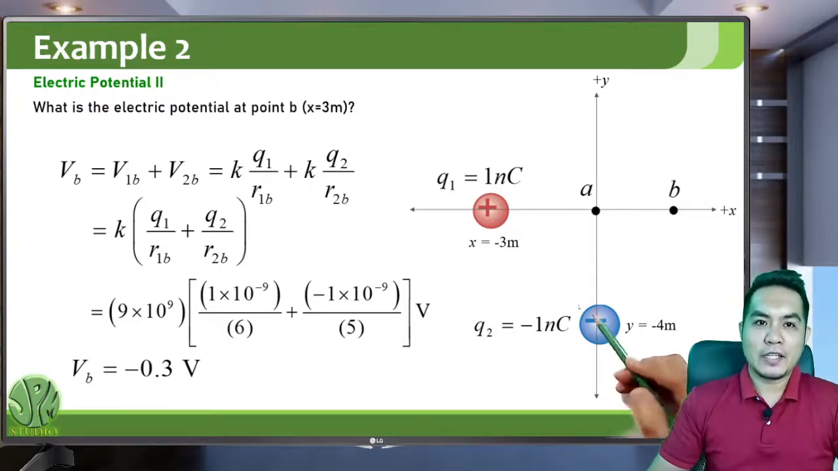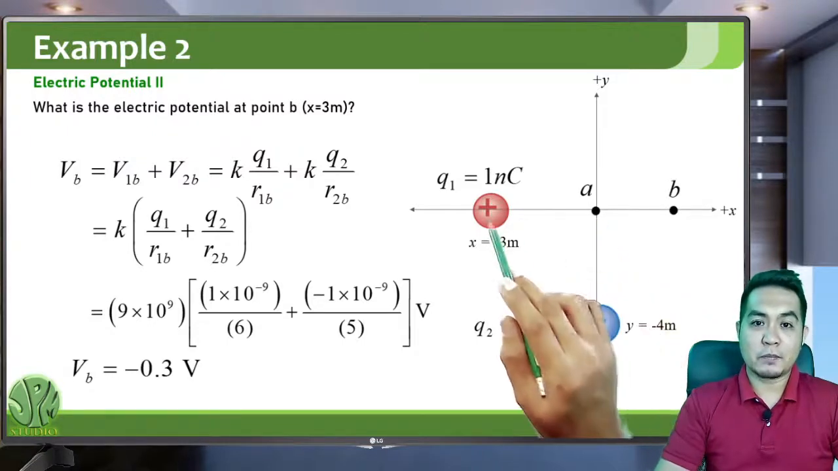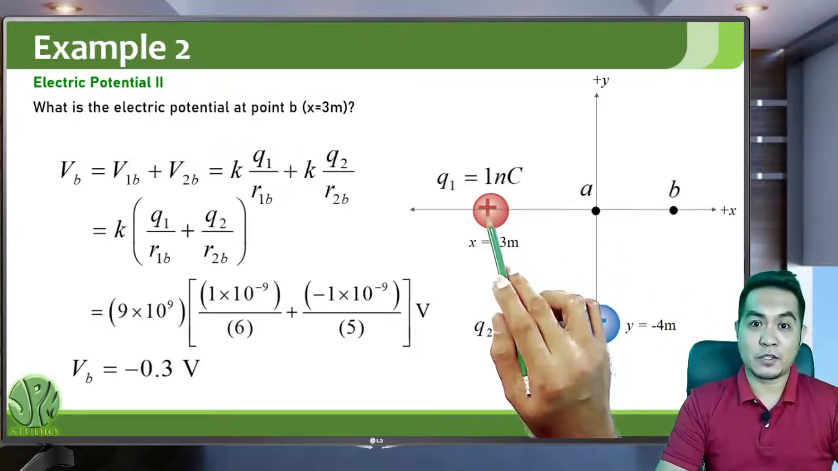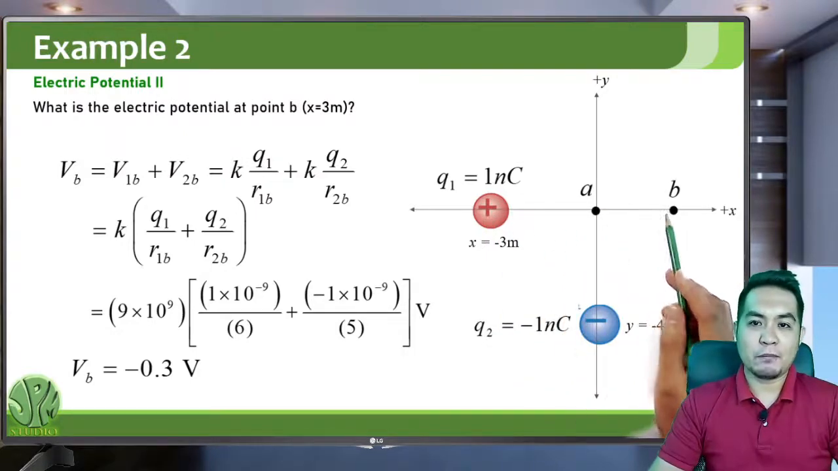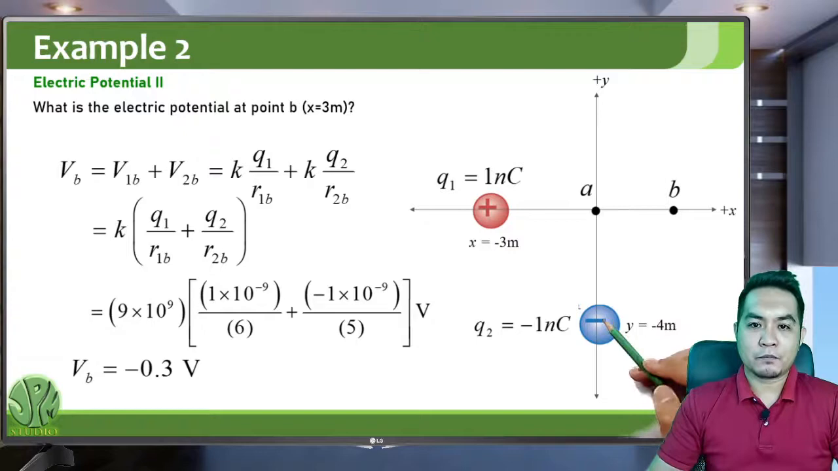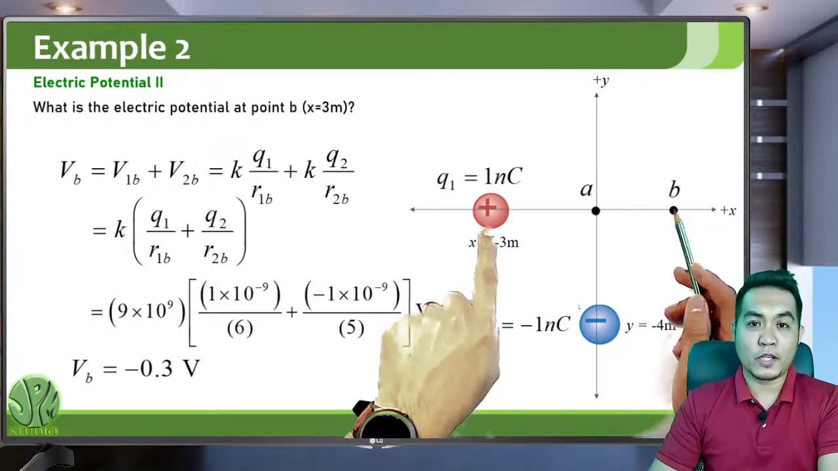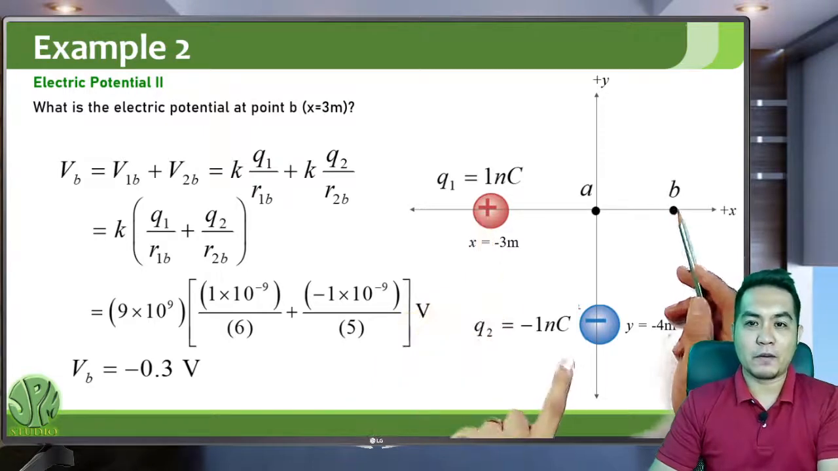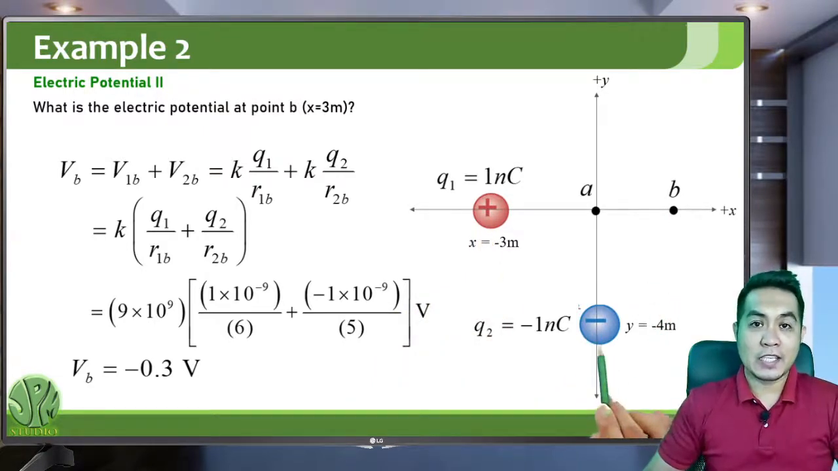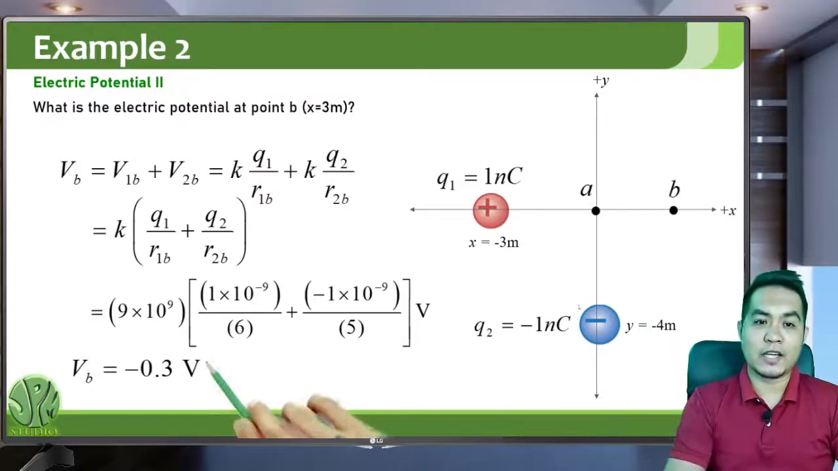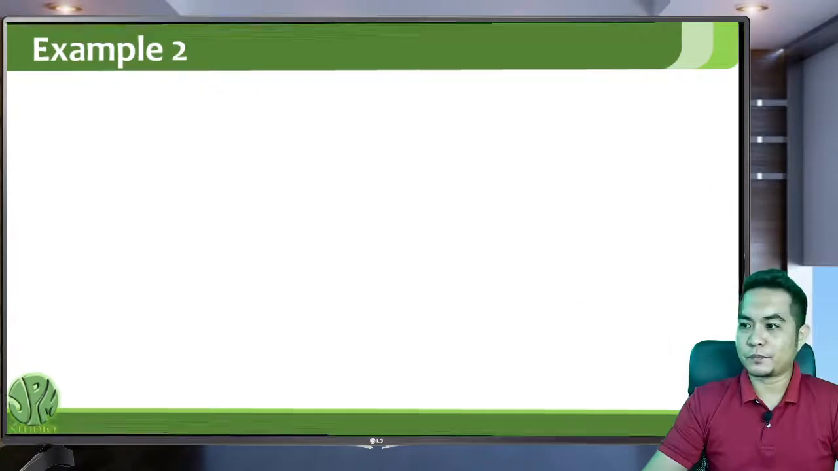In the previous problem, you get a positive quantity because the potential due to this charge is much stronger, because it is much closer to point A. But at point B, Q2 is now much closer as compared to Q1. Q1 is 6 meters away from B, and Q2 is now 5 meters from B. So this has the most contribution. That is why it is negative 0.3 volts.